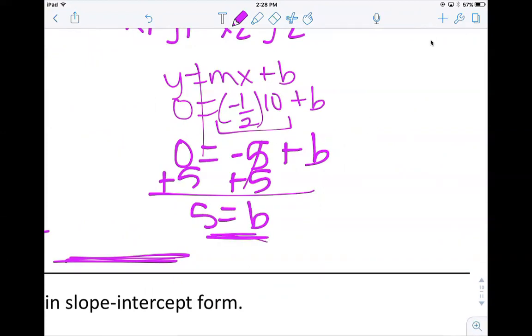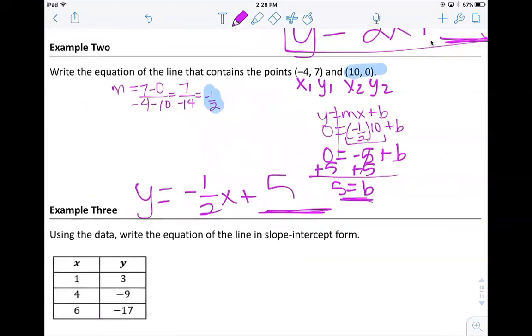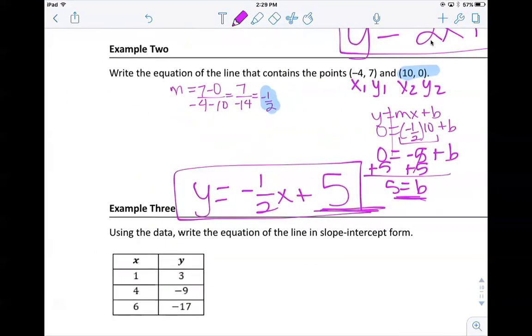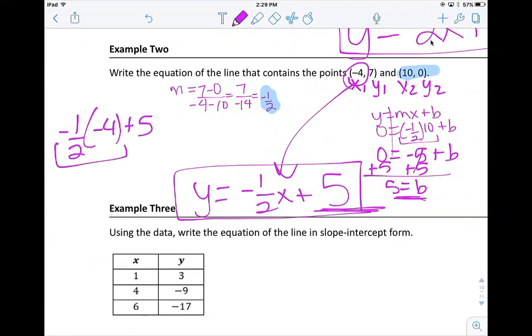Now that we know b, we are going to dump that into our answer to get y equals -1/2 x plus 5. Again, if you check it and take this other ordered pair, that -4, plug it in for x, check to make sure when you do that, you get an answer of 7. So if we check, we take -1/2 times -4 plus 5. Well, -1/2 times -4 becomes +2 plus 5, which equals 7, which is exactly what we got as the y value. So you can check to make sure it works out.